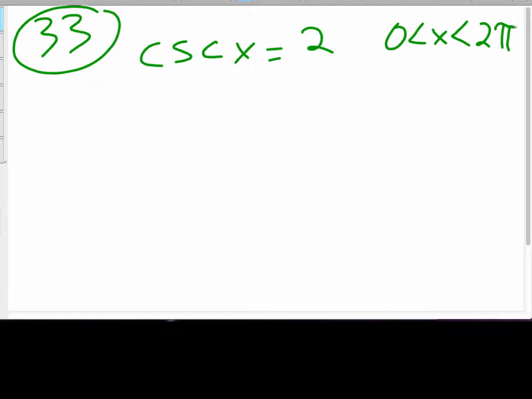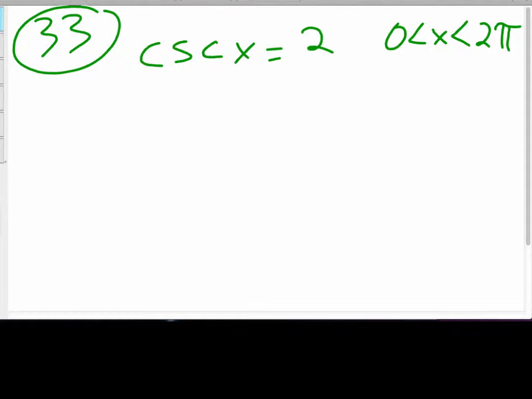Now this one we can't use those fancy triangles because none of the triangles will equal to. Well, actually it might. I think maybe we could. I shouldn't speak. Usually we rig them up that way. So cosecant is the what?